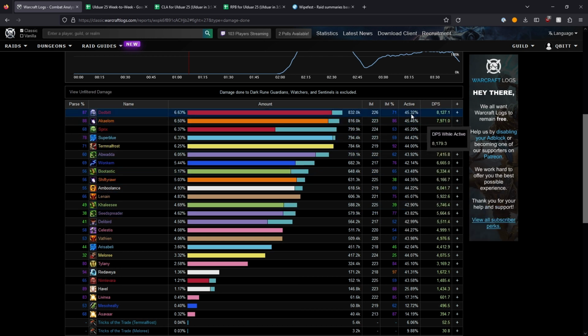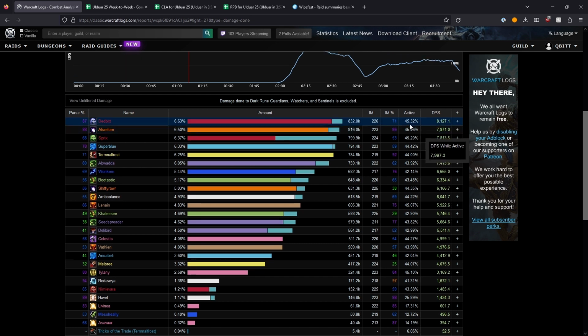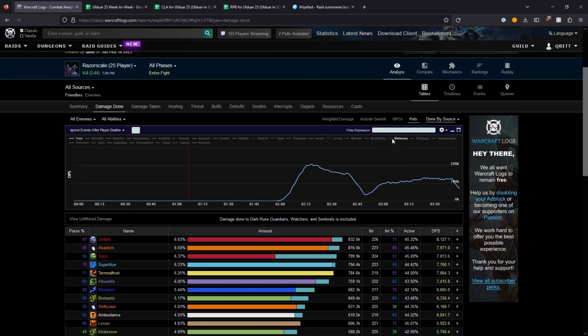Active is how much time you were actively on the boss. Now this fight is Razorscale, and the logs tend to ignore the adds. It has a note right here that they're excluded. Up until here, there is no activity and everyone's at 0, so we have relatively low active numbers on this particular boss.